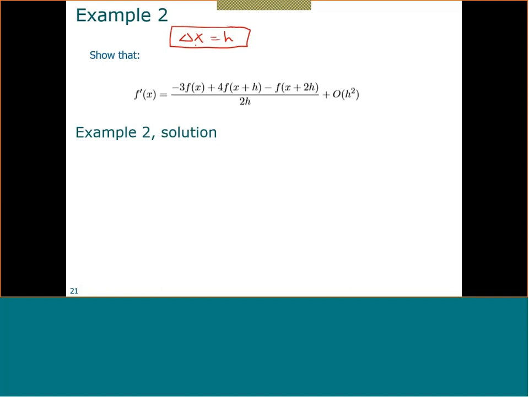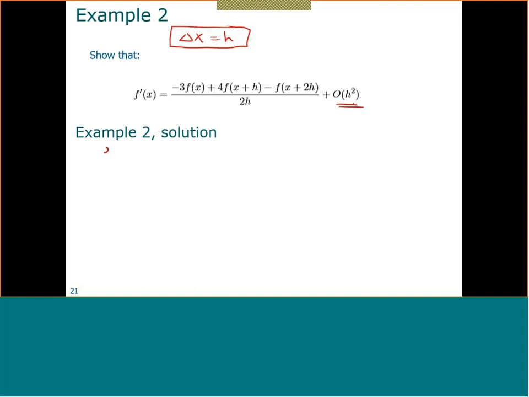So we want to show that this formula first is correct, and then that the order of the error is h squared. And now we understand how important this is, because the order of the error will tell us the rate of convergence, how fast we will be converging, and it will give us an idea that if I reduce the delta x by a half or by a quarter, how much will be the reduction in the error as well. So let's start without further ado.